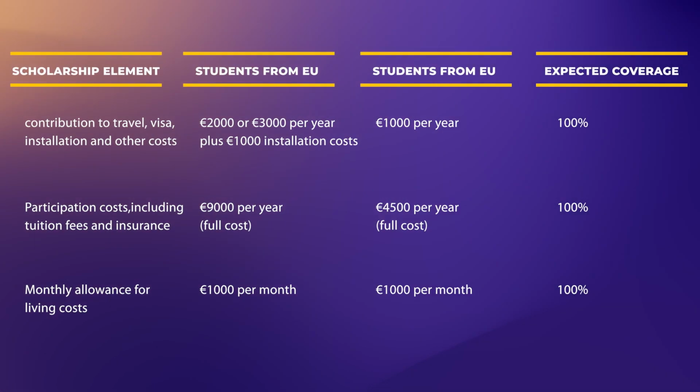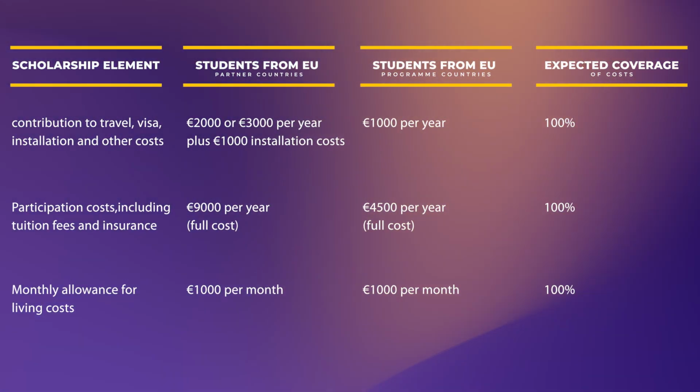The Erasmus Mundus Scholarship element comprises 3 main things. 1. Contribution towards your travel, visa, installation and other costs. 2. Tuition fee and insurance. 3. Monthly allowances. They vary depending on if you're from an EU partner country or program country. So here is the summary table where you can check them out. What are the subsistence costs you're going to get and what's the coverage percentage.